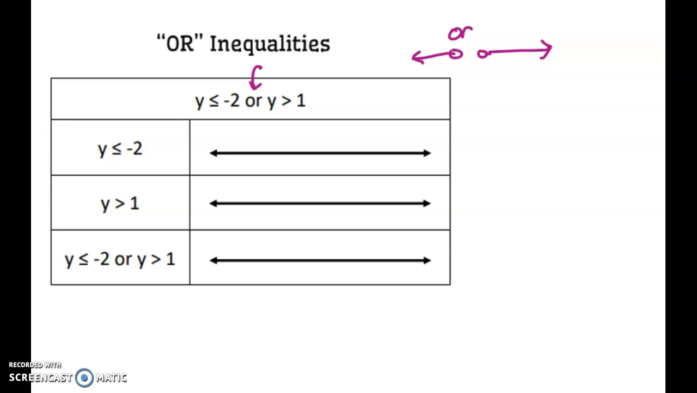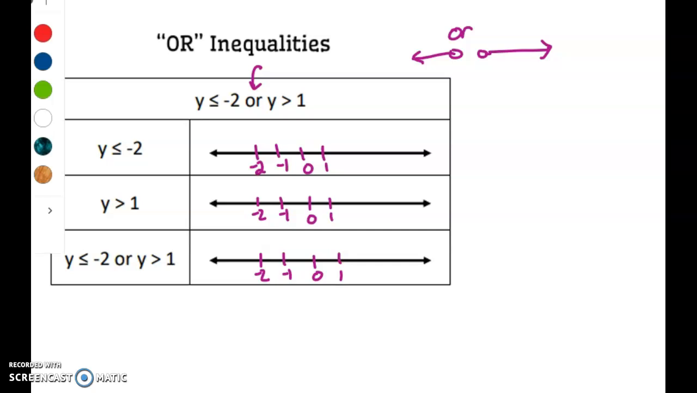Let's look at how. y is less than or equal to -2. Let's go ahead and label this -2, -1, 0, 1. I'm going to do that on all 3 number lines. The reason I chose to go all the way up to 1 is because I saw that the next inequality used 1. Okay, so y is less than or equal to -2. That's a closed circle at -2, and less than or equal to points to the left.